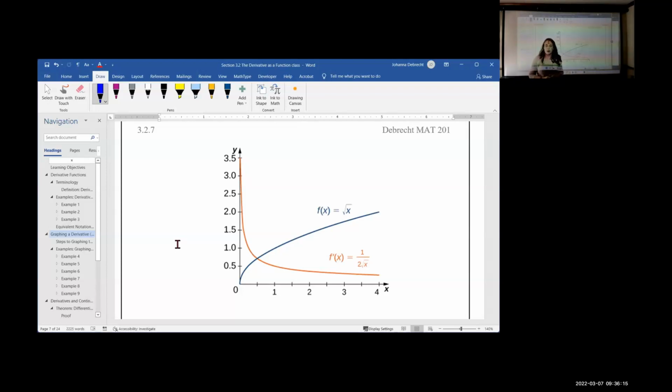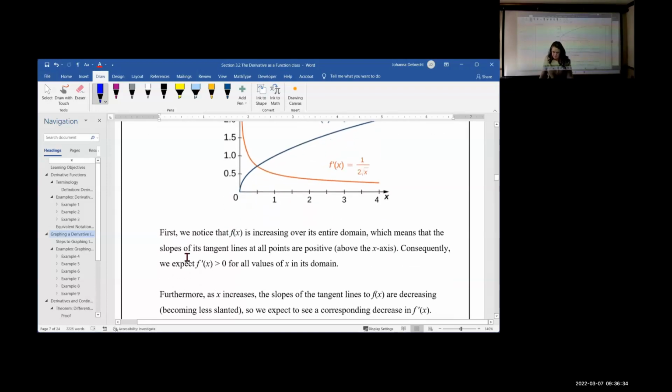That's one thing you should mark down. All right. When the graph of the function goes vertical, the derivative goes to infinity. It will either be positive infinity or negative infinity, depending on what you're looking at.